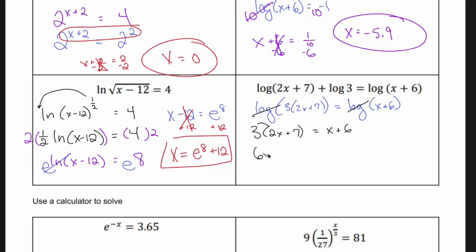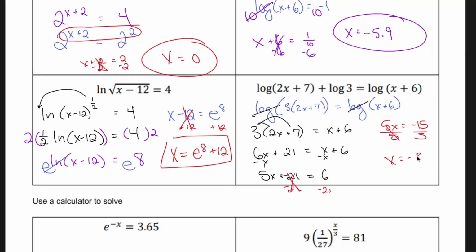Distribute that, 6x plus 21 equals x plus 6. Subtract x, 5x plus 21 equals 6. Minus 21 from both sides, and that gets us 5x equals negative 15. Divide by 5, and x equals negative 3.